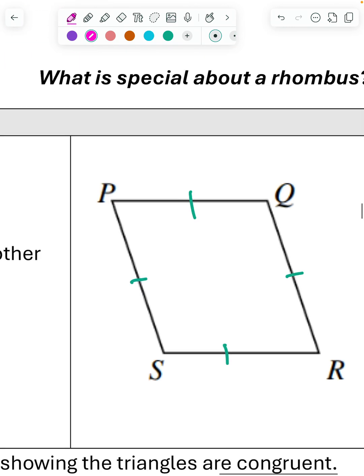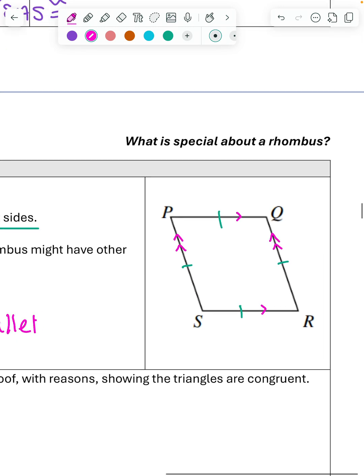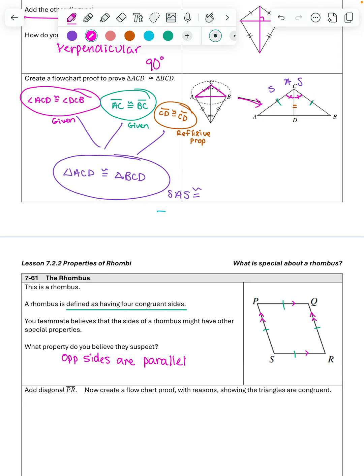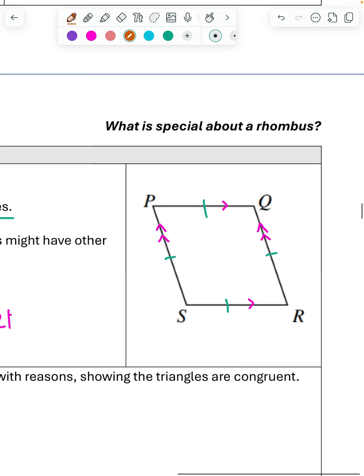And reminder, the way we notate parallelism is with arrows. So PQ and SR are parallel to each other. And then QR and PS are parallel to each other. So I'm going to use 2 arrows there to show that not all of these are parallel. So the next instruction is to add diagonal PR. So going from P to R, this is a diagonal here.